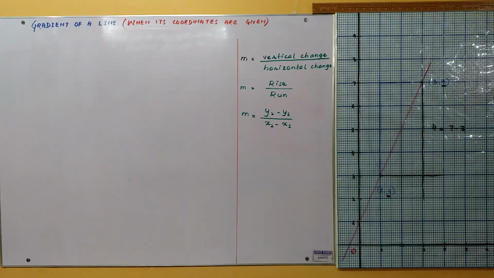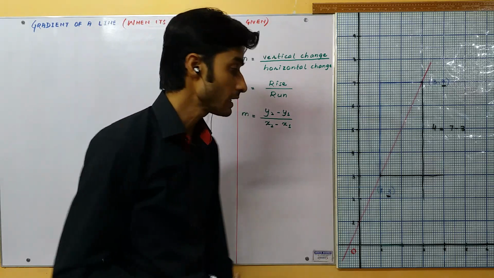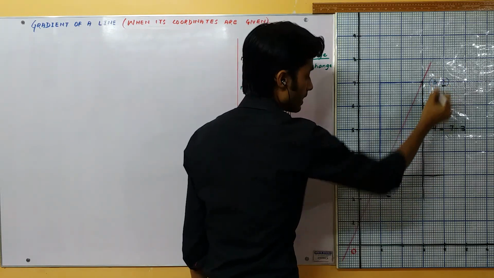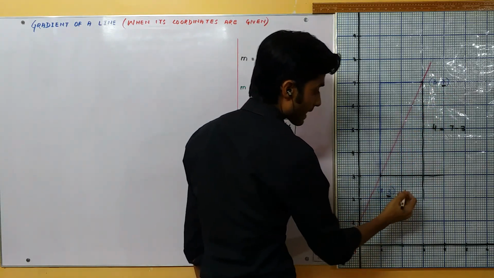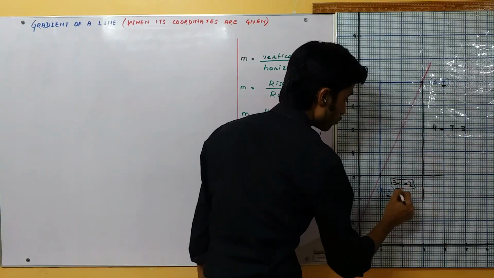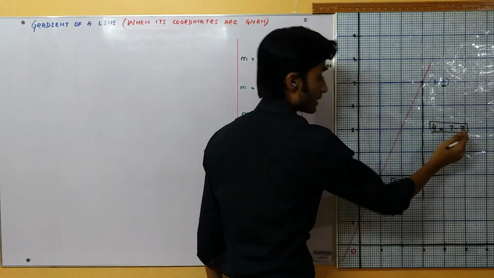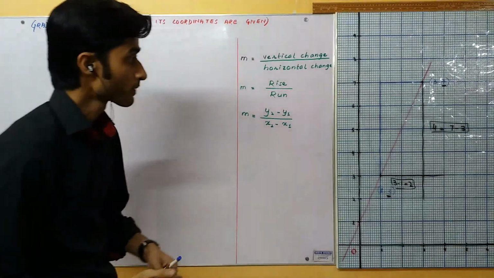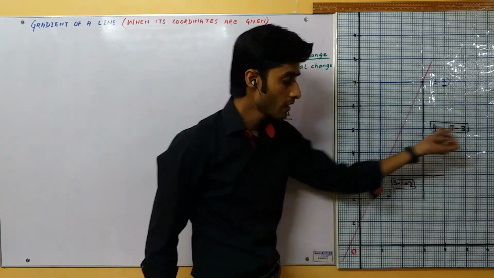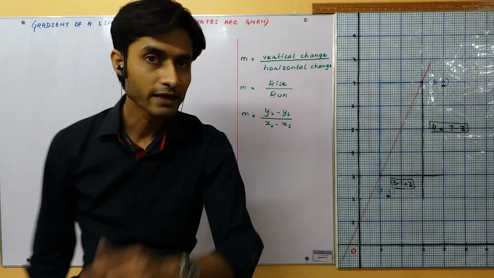Can anyone guess what will give me the horizontal change? The horizontal change will be the difference between the x components. What is the x component of this point? 3. What is the x component of this point? 1. And if I just subtract, 3 minus 1 is how much? 2. And 2 was my horizontal change. 4 is my vertical change because of the y components. So I got 4 when I took the difference between the y components, and I got the value of 2, the horizontal change, when I took the difference between the x components.